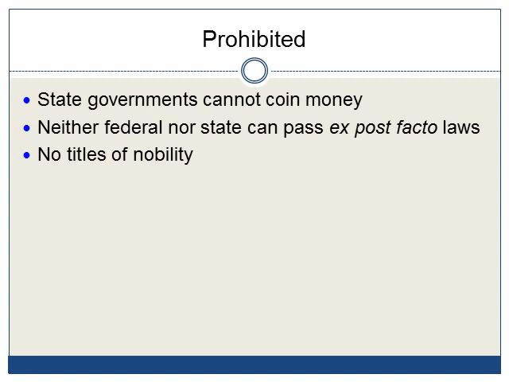Prohibited powers. Those are powers that either the state government or the federal government or both of them cannot do. For example, state governments are prohibited from coining money. Only the federal government can coin money.